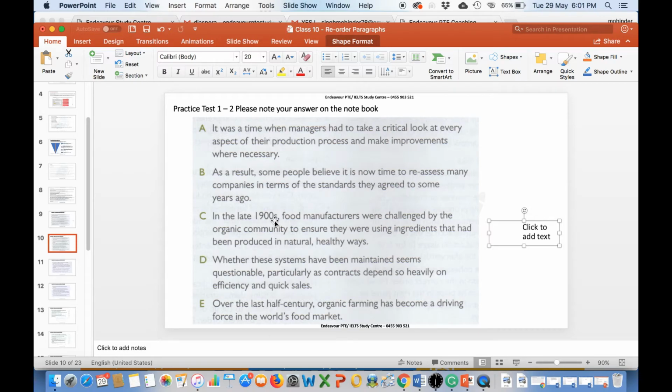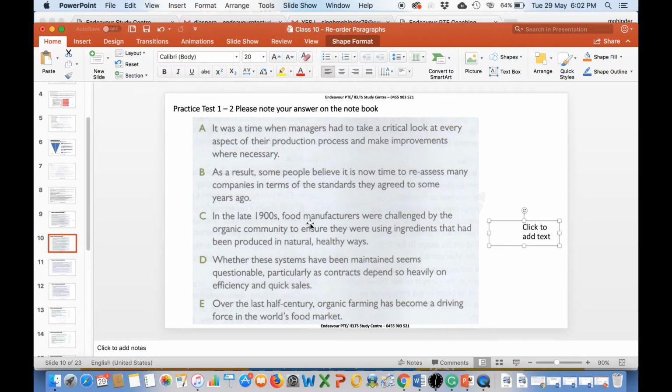So adverbial phrases could be at number one. Let's read through. Food manufacturers were challenged by the organic community to ensure they were using ingredients that had been produced in natural healthy ways. Okay, it seems like they are introducing something, but not quite clear. I'll keep that in mind, that it could be at number one as well. Now D, whether these systems, we do not know what system they are talking about, so we do not have that information, so that's not my second one. Now over the last half century, that's again an opening adverbial phrase. So over the last half century, organic farming has become the driving force in the world's food market. So I have this open one and I have this open one. Now we will decide which one may go at number one.